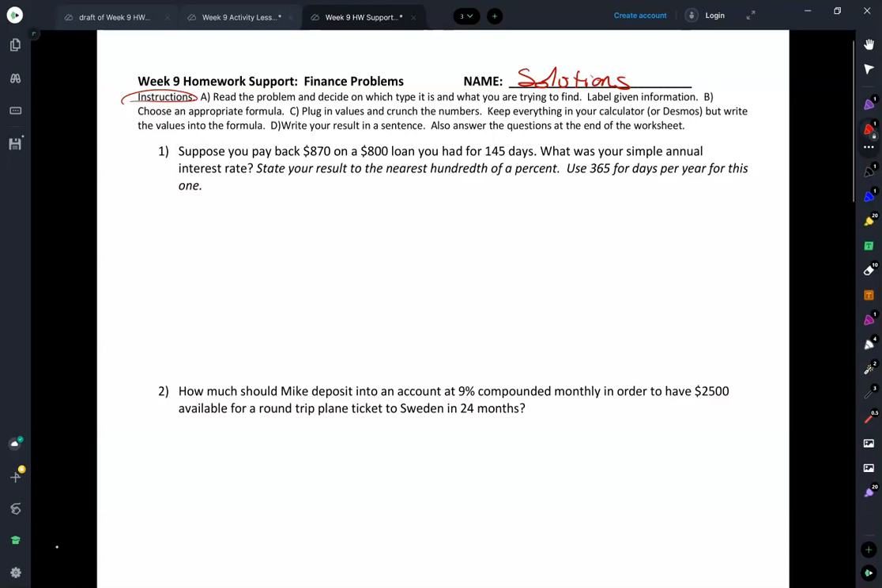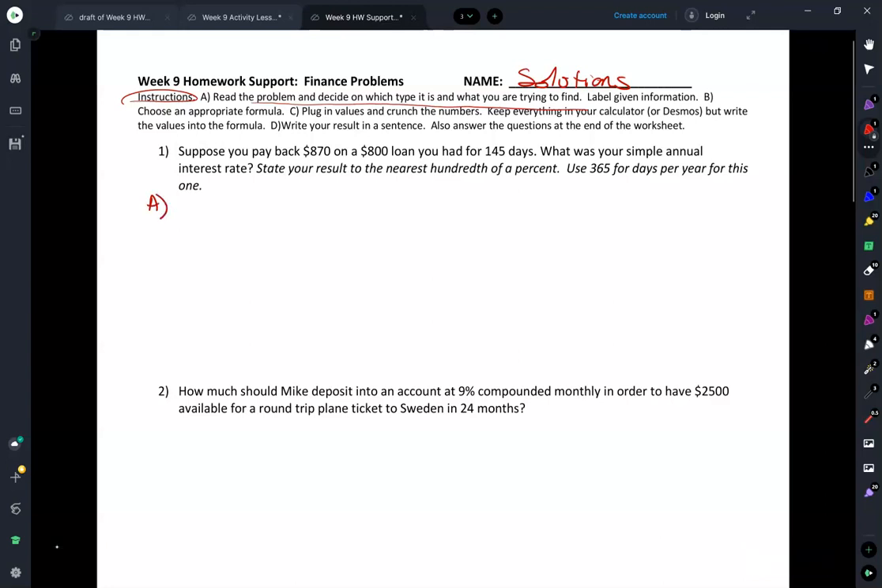And I've noticed sometimes people aren't putting down what they're trying to find in step A. So you can label it A, B, C, D so you know they're all there, or you can just write it out. I'll use the letters just so you can see.